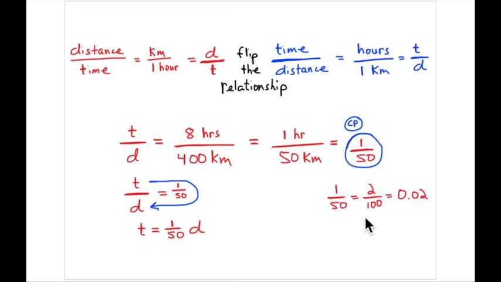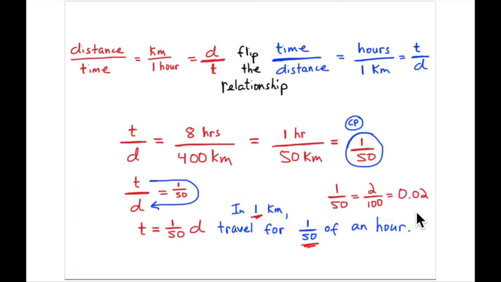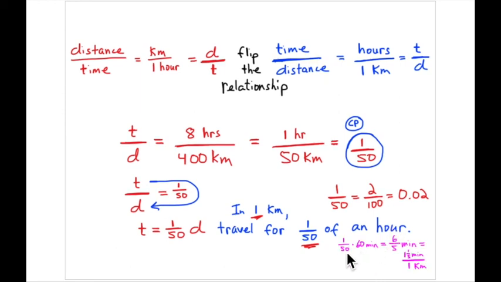And 1/50th is the same as 2/100ths, so you can rewrite it that way. So 1 kilometer travels in 1/50th of an hour. So just how long is 1/50th of an hour? Well, 1/50th of an hour is the same as 1/50th of 60 minutes. And that's 60/50ths of a minute, or 6/5 of a minute. Well, 6/5 of a minute is 1 1/5 minutes it takes to travel 1 kilometer.